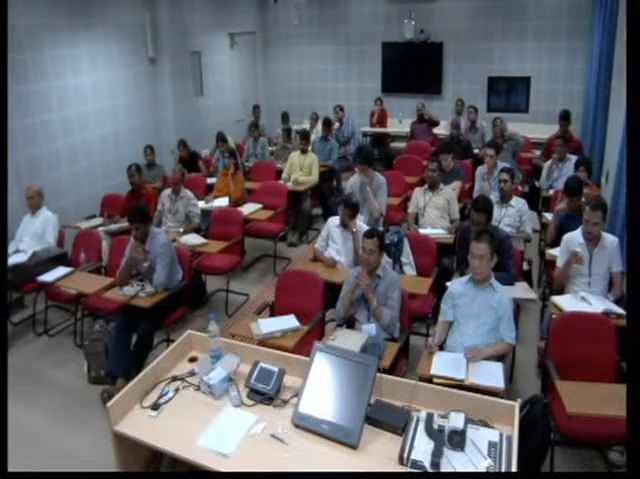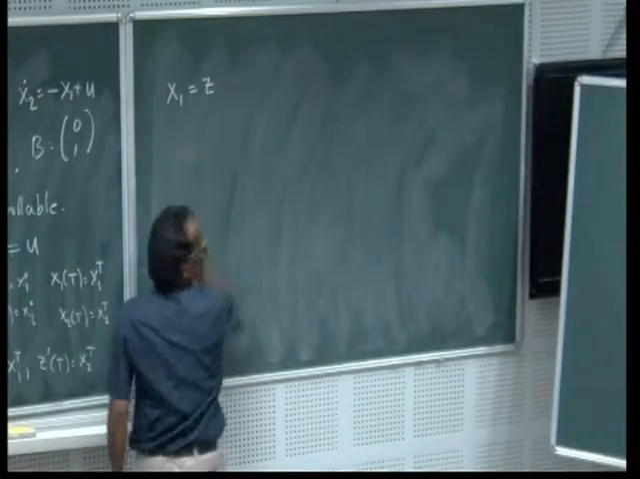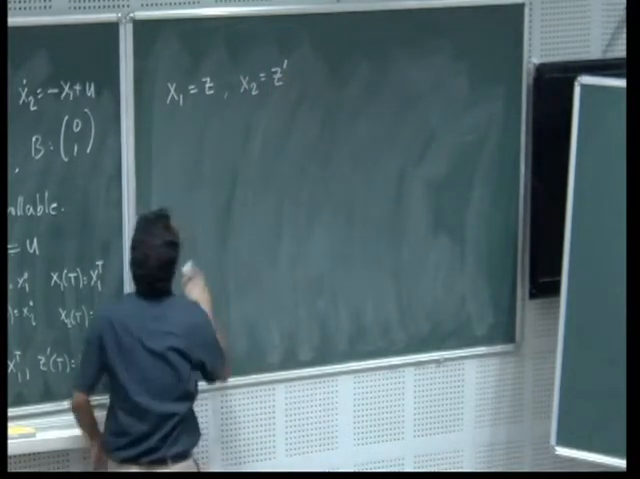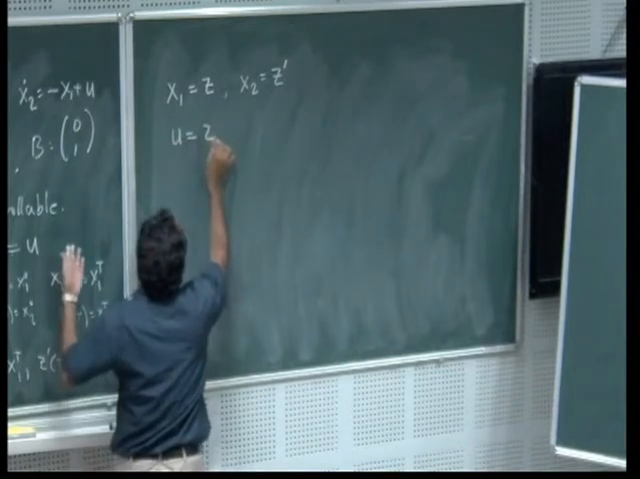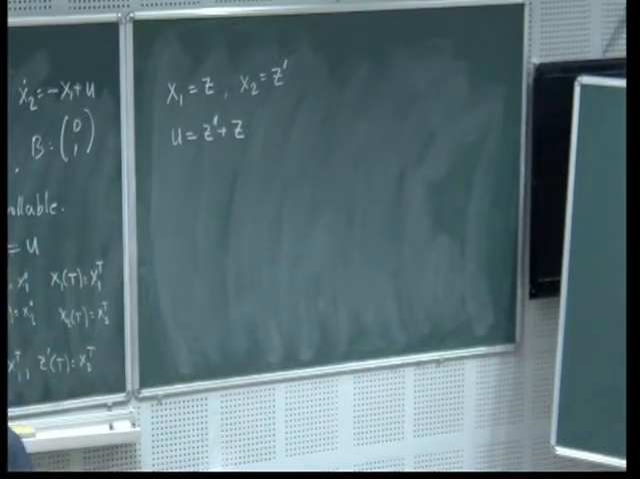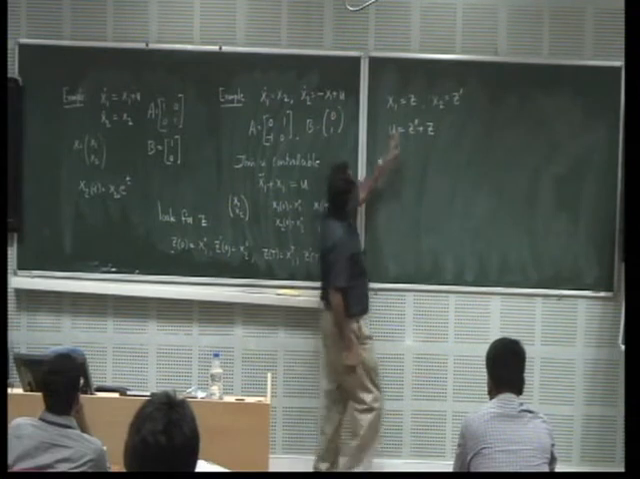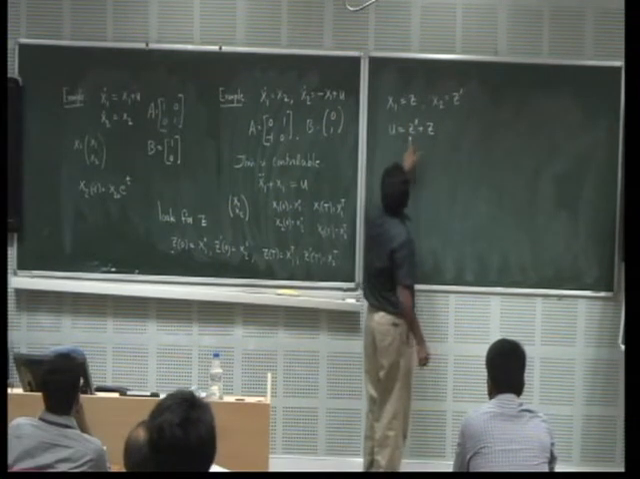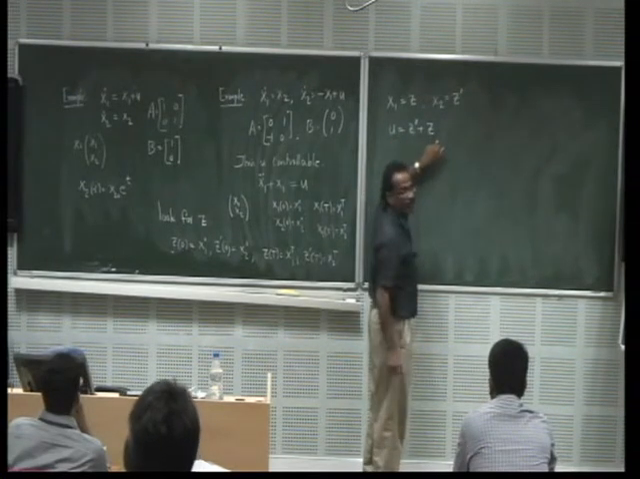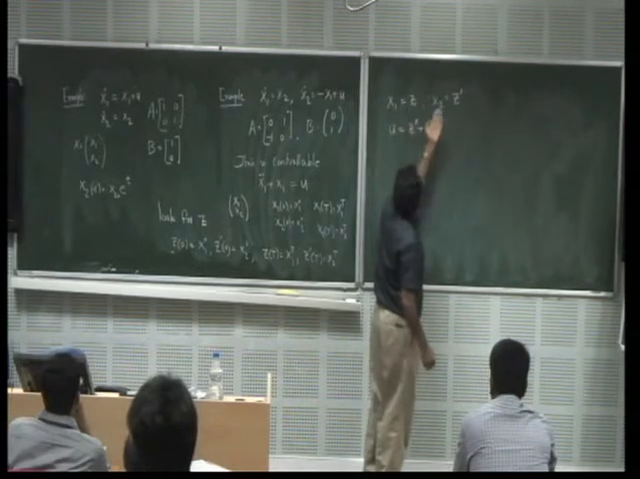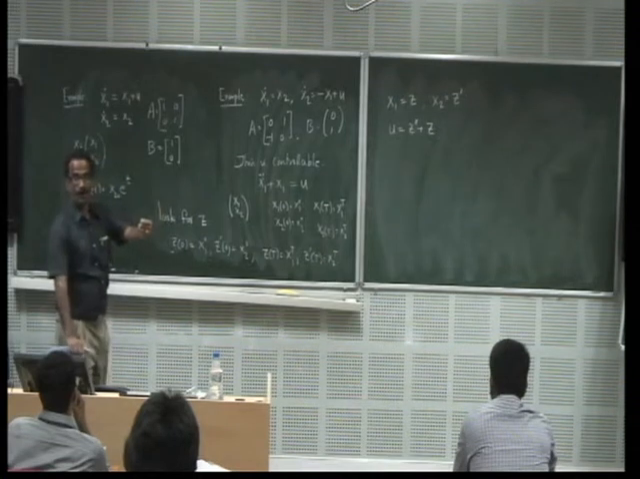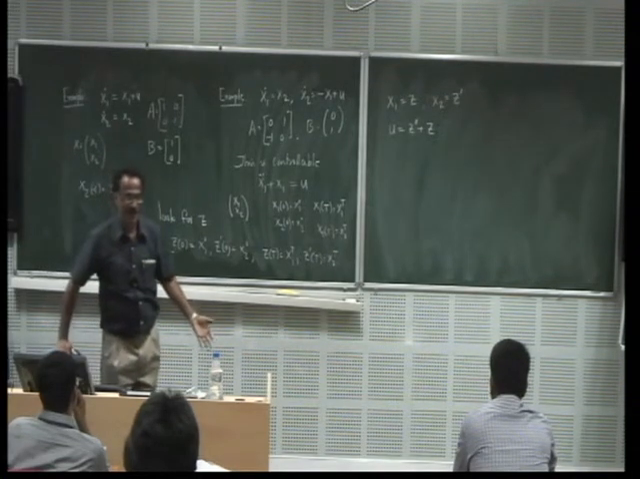And then you take x1 equal to z. You take x2 equal to z prime. Then what is your natural choice of u? z double prime plus z. Verify this satisfies your controllability, because z already satisfies this. The way u is defined, this is the equation you have to satisfy. You define your u like that, and then x1 and x2 satisfy all your conditions, and you have controllability. So with just one control, you are able to achieve controllability.